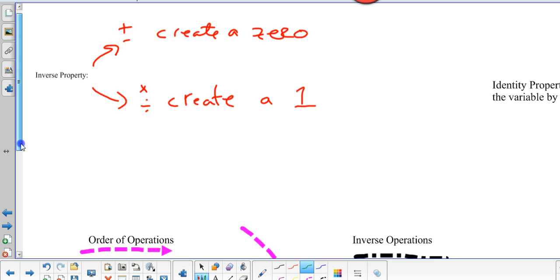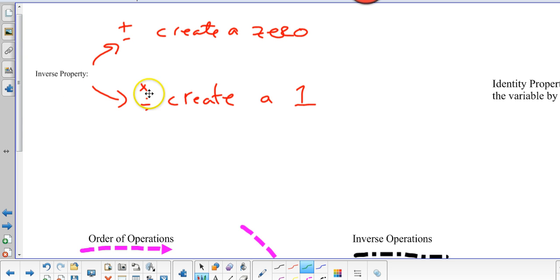So again, inverse operations, we're going to use the inverse property. Inverse property, we're going to add or subtract to create a zero. And we create that zero because that's the identity property for addition. Inverse property for times or divide, we're going to multiply or divide in order to create a 1.